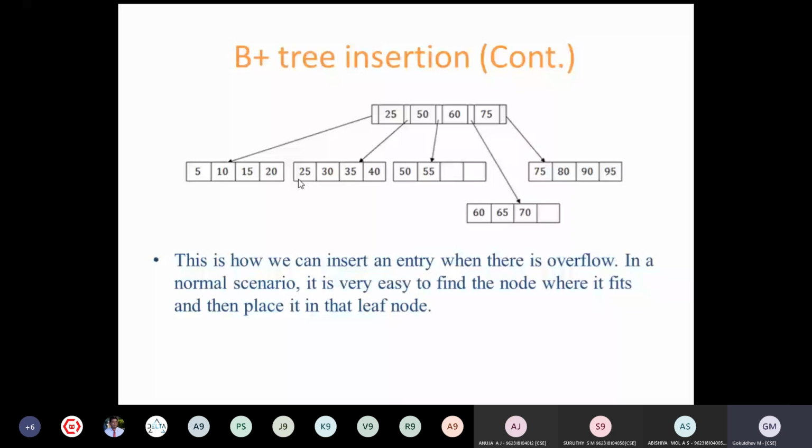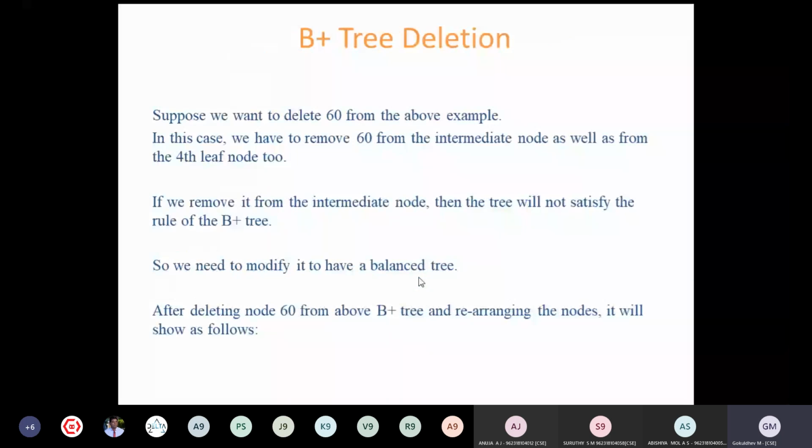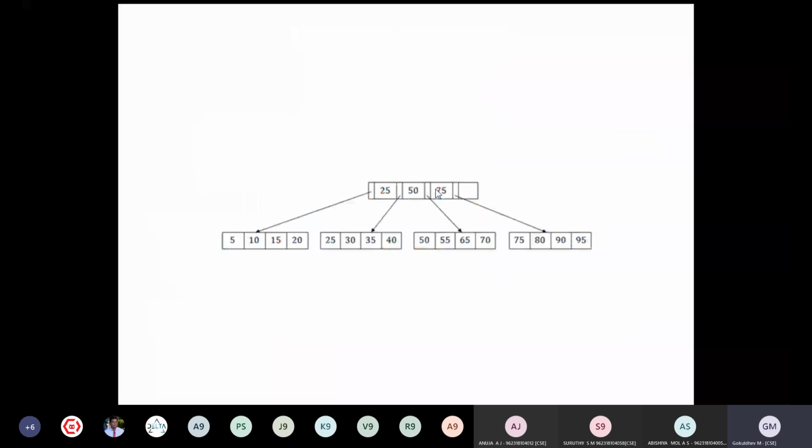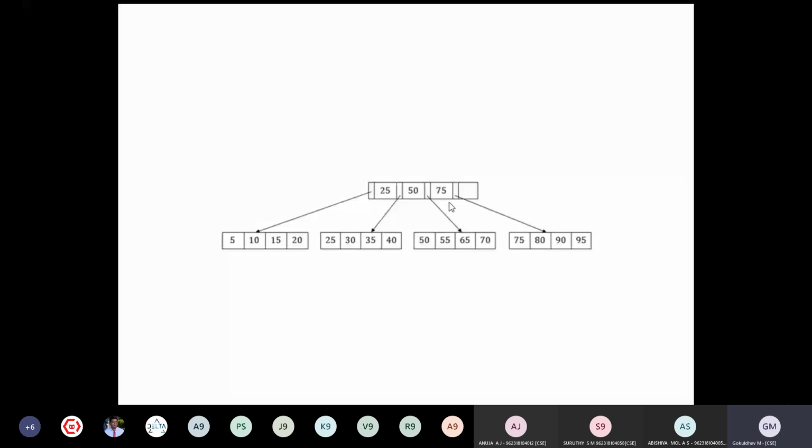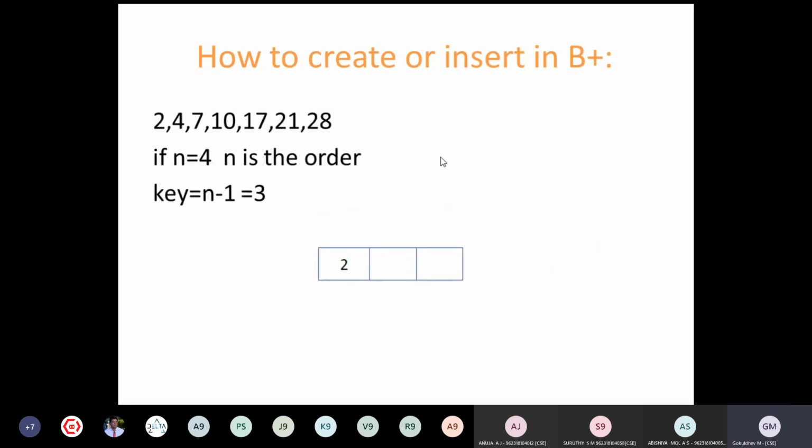Fine. Then the deletion is also simple, as in a normal B tree. Suppose we want to delete 60 from the above example, the same will happen. If you delete this 60, all these others will take their previous state, right? So if you delete 60, then 50, 55, 65 and 70 will come to the leftmost side of the parent node 75, and 75, 80, 90 and 95 will become the rightmost child of this node. That's what we call deletion, right?